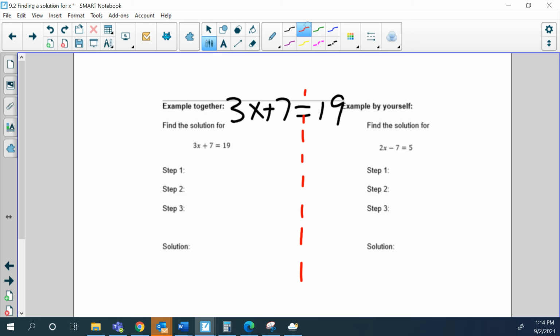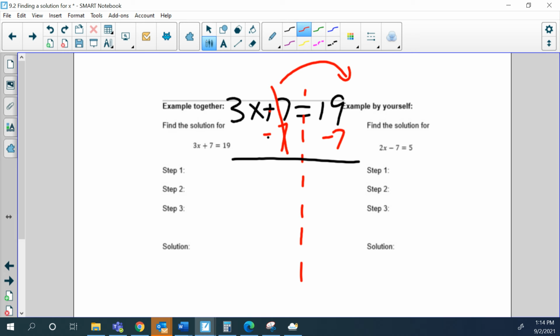This 7 right here is in the wrong place. It needs to be on the right side. But to cancel that 7, right, I have to do the opposite operation. This is a plus 7 right here, so the opposite of plus is negative. So I'm going to add a negative 7 there. And I do the same thing on the other side, minus 7. All right, and I'm going to draw my line. Now, plus and negative 7, that's going to become 0. That cancels out. That becomes 0 right there.